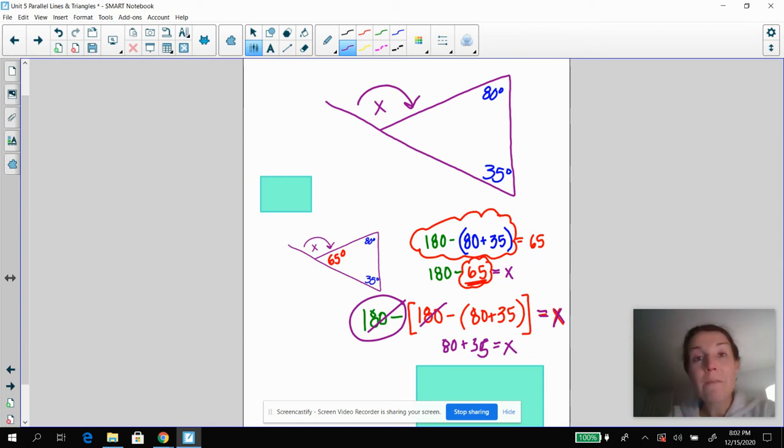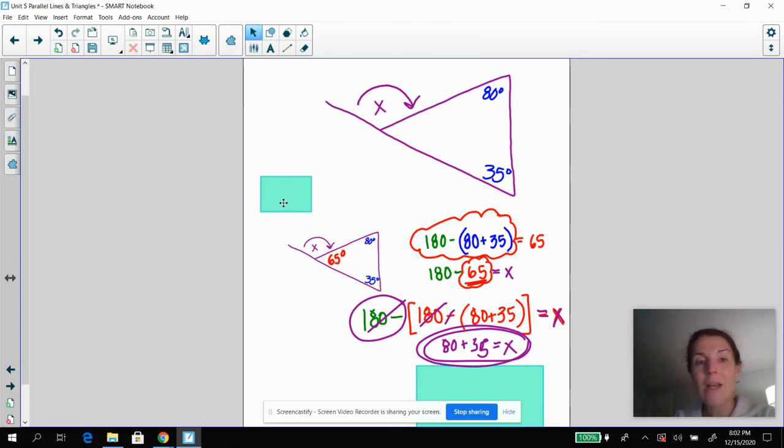All right, so hopefully the arithmetic worked out for you and you saw that that all dropped out, including this little negative guy. And so wait a second. You're telling me that I don't have to do this 180 minus 80 plus 35. I can just do this. Yes, you can, my friends. So 80 plus 35 is going to be equal to x. So hopefully you got that x equals 115 degrees.